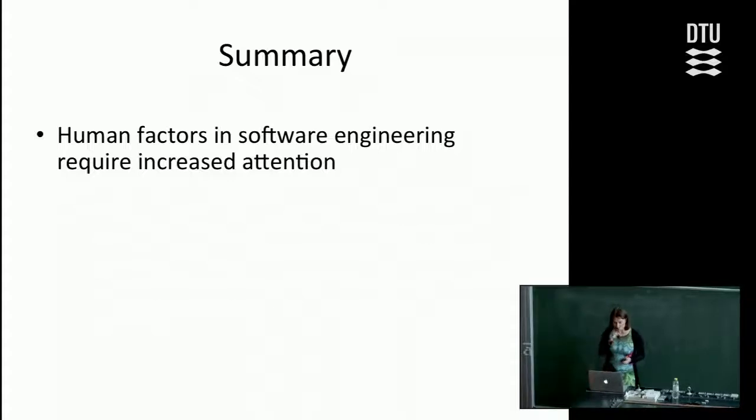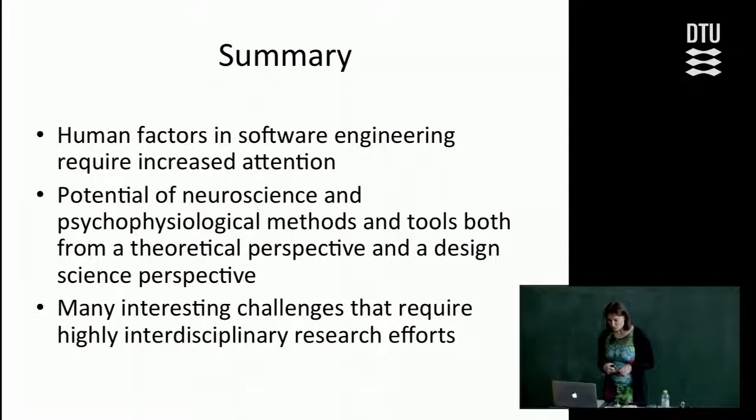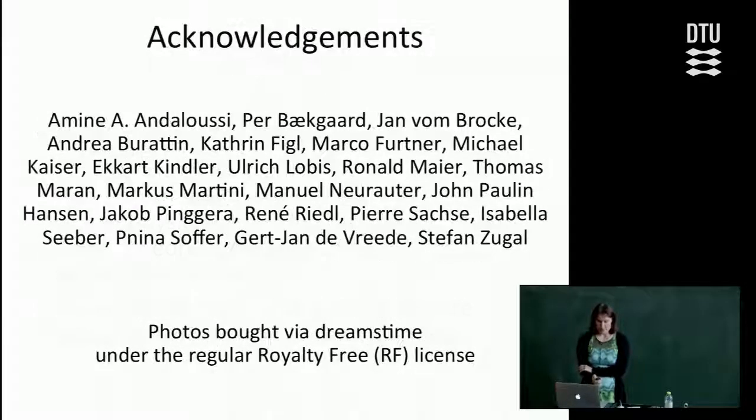So I hope I could illustrate with my presentation that human factors in software engineering require increased attention. But I hope that you could also see at least a bit the potential of neuroscience and psychophysiological methods and tools, both from a theoretical but also from a more engineering perspective. As I mentioned, there are many interesting challenges that require highly interdisciplinary research efforts. So there is a lot of space for very novel and creative research in that space. But as I mentioned, it requires a lot of people from various disciplines.